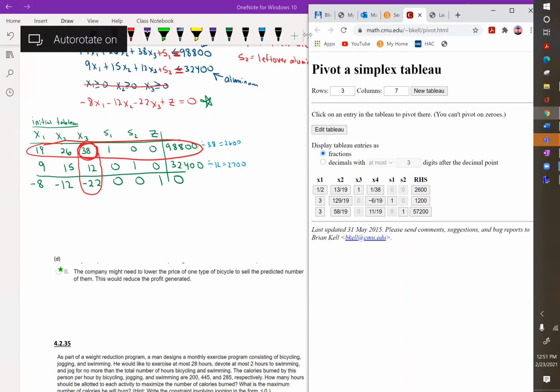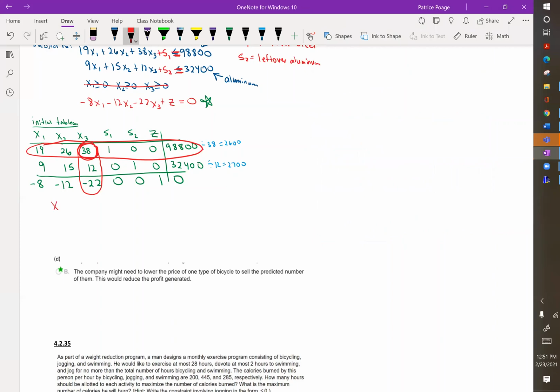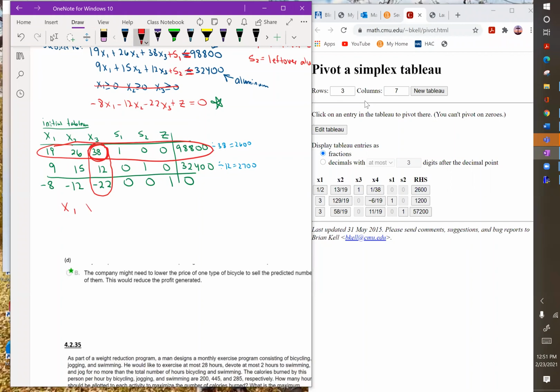All right, so I'm going to write down my new tableau. So I have X1, X2, X3, S1, S2, and Z. And then I have 1/2, 3, 3, 13 over 19, 129 over 9. I'm not even making these pretty. They're ugly columns, so I'm going to cross them out anyway.